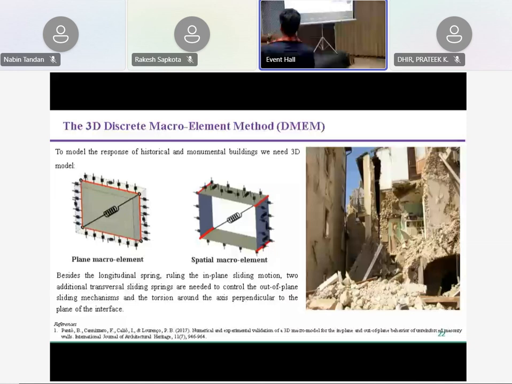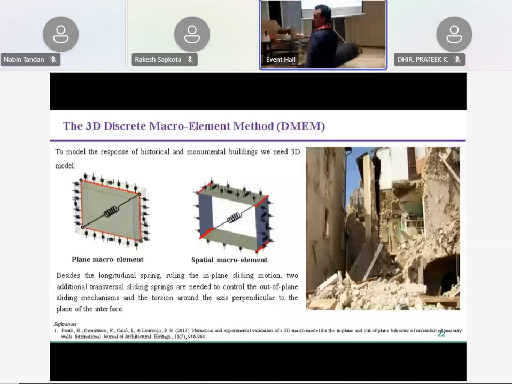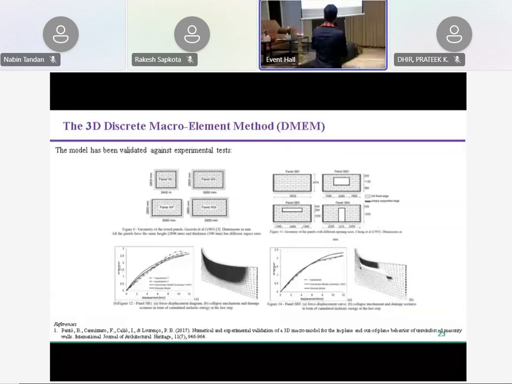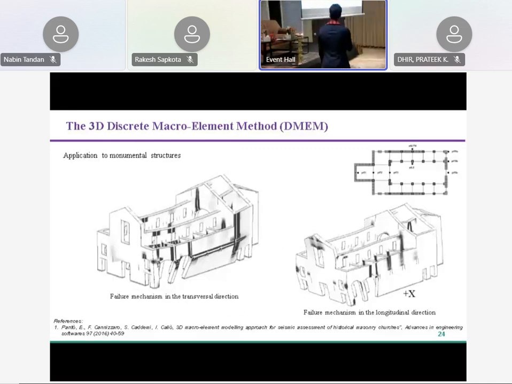We can go next just to show the slides. Skip this, it is the validation. What I want to show you is the kind of output we can obtain when the model is able to reproduce the 3D behavior. The failure mechanism is not only in plane or out of plane; in this case, it can be combined. This is the simulation of a church in which, of course, the out-of-plane behavior is fundamental.